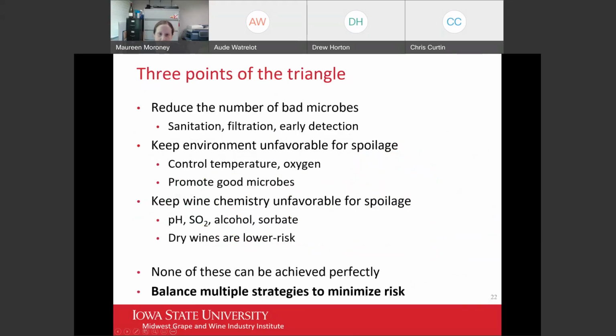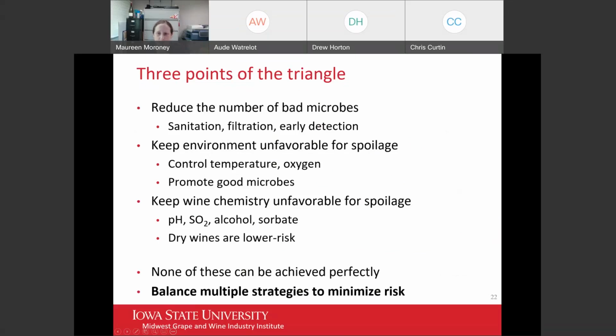In the winery, this means three basic things. We want to reduce the number of bad microbes through things like sanitation, filtration, and early detection. We want to keep the environment unfavorable for spoilage through things like environmental control and promoting healthy microbial growth. And we want to keep the chemistry unfavorable for spoilage as much as we can. So that means controlling things like pH, SO2, alcohol, and sorbate, or at least measuring them and being aware of them. Another note, of course, is that dry wines tend to be lower risk. If there's no sugar to metabolize, there's a much lower risk of spoilage.